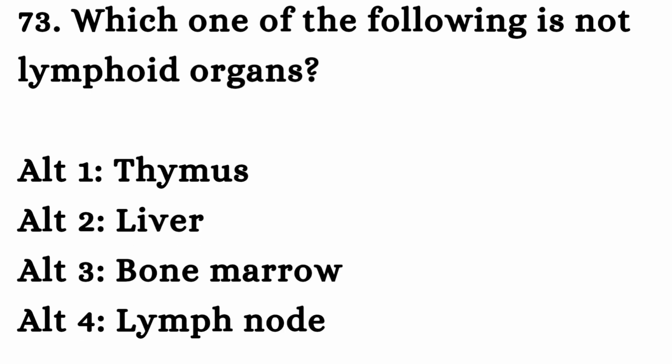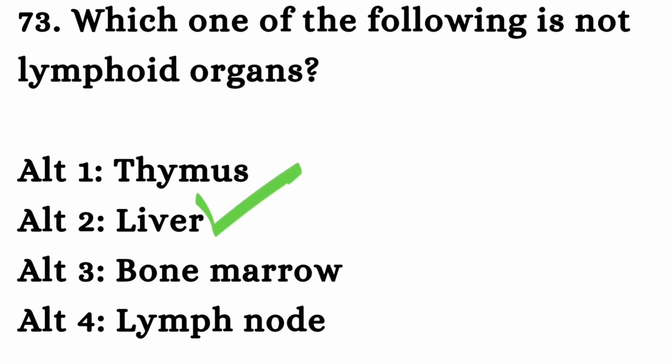Next question. Which one of the following is not a lymphoid organ? Option 1 thymus, option 2 liver, option 3 bone marrow, option 4 lymph node. The right answer is option 2 liver. Thymus, bone marrow and lymph node are lymphoid organs and liver is not.